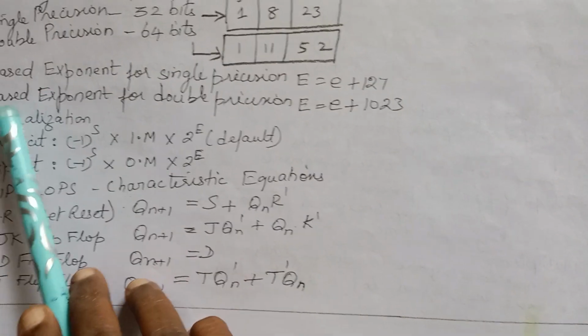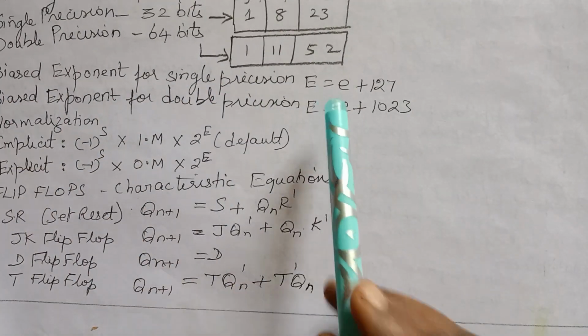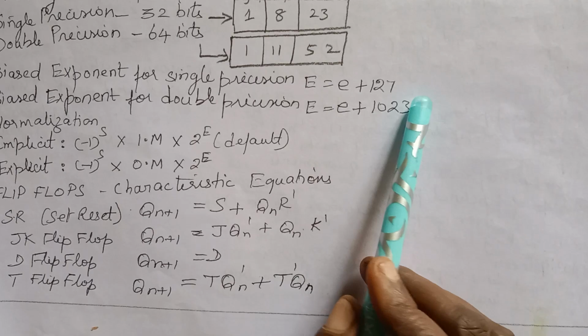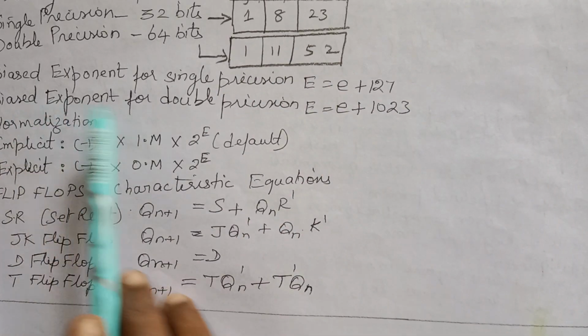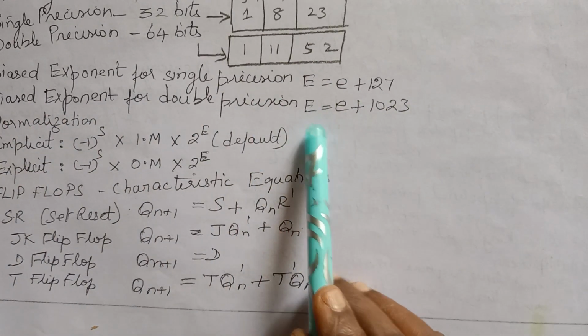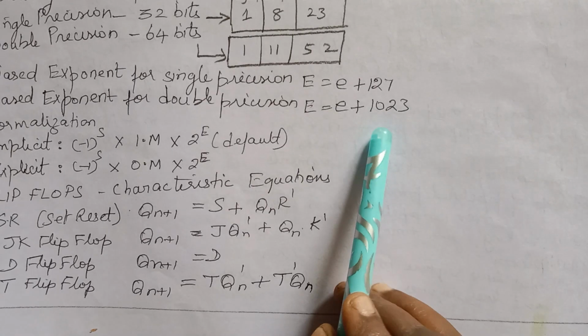Next, biased exponent for single precision, that is E equal to e plus 127. Same thing, biased exponent for double precision means E equal to e plus 1023.